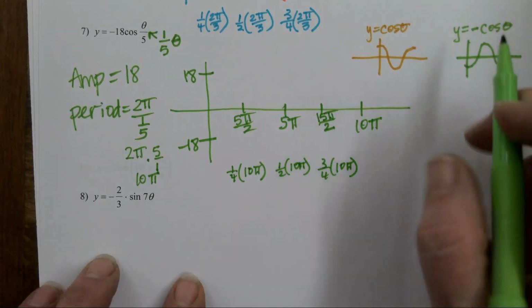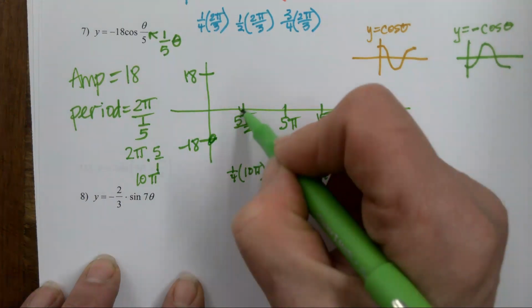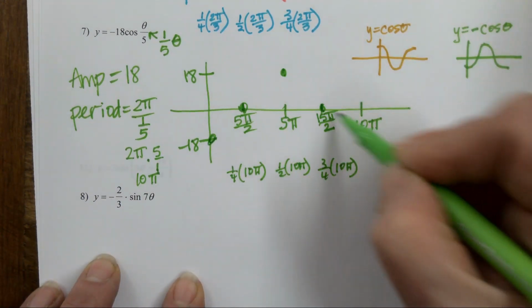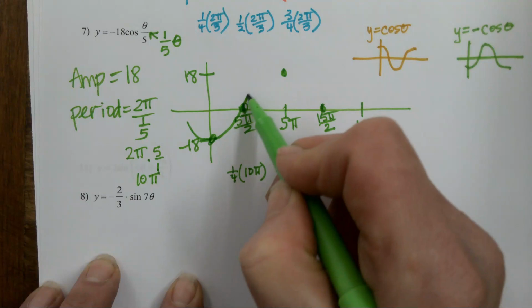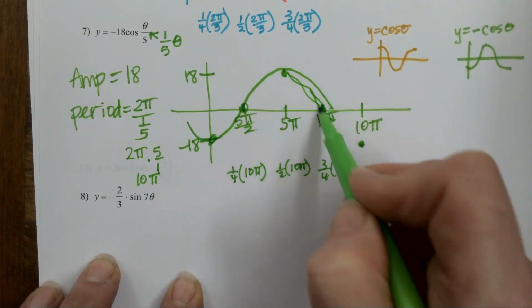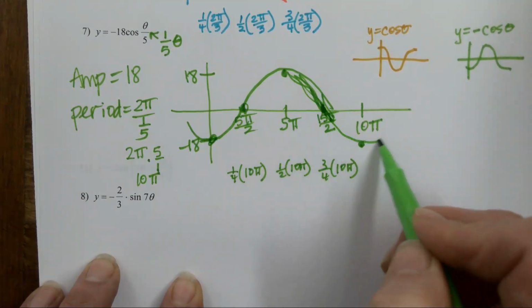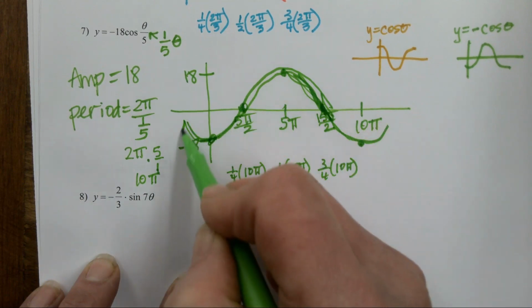Cosine graph, but negative means I start down. I'm still within that restricted zone, so I don't want to go above or below. Oops, missed that one. Come on. And I sketch my graph.